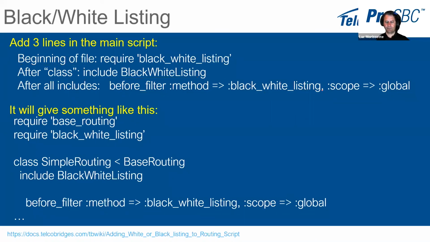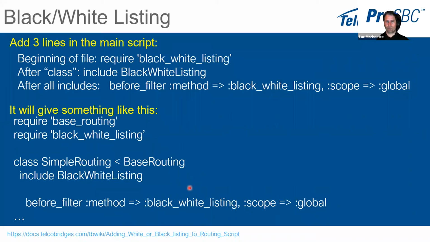It will give something like this. Require base routing, which is always there. Then you have require black-white listing. It's possible that you have other requires here, depending on whether you're doing more stuff in the routing script. Just after the class, you will have include black-white listing. Here it's very important to follow the formatting. So capital letter here, here, and here. The naming convention is very important. If you make any mistake in this line, when you try to activate or validate the configuration, it's going to give you an error. It'll say, hey, this doesn't exist, right? Then you will need to put the before filter method here.